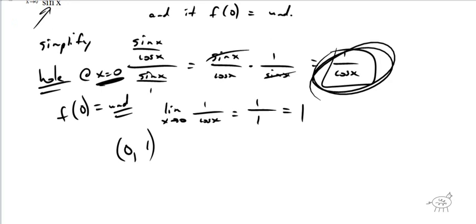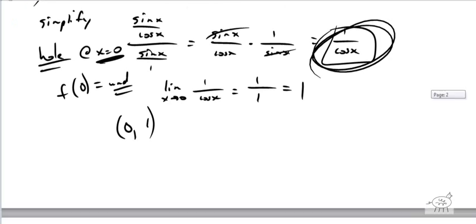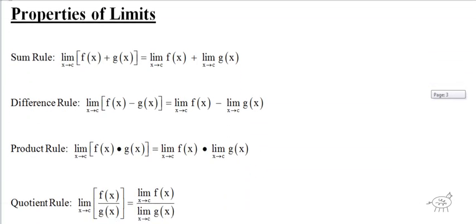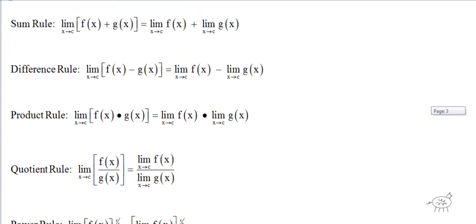Okay, so now let's talk about some properties of limits. We've got them all typed out here for you. And these are actually pretty intuitive, but let's talk about each one. Okay, so the first one is the sum rule.